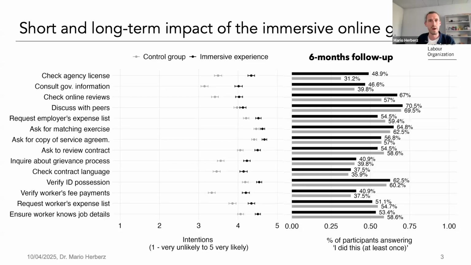And so although we had quite some dropouts and that made it difficult to find significant effects, we found that even after these 6 months, there was a significant increase for the checking of the agency license among the people that had completed the immersive online experience. And we also found a marginal effect on the checking of online reviews.